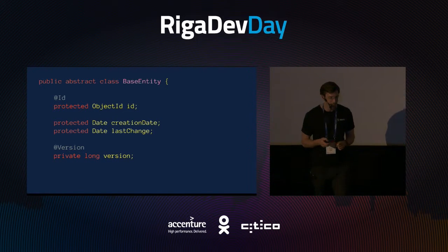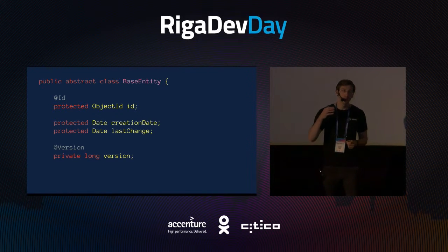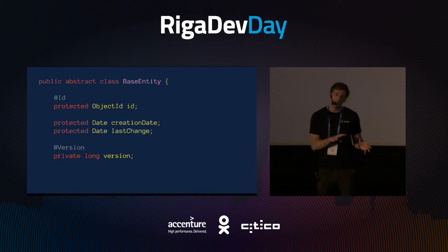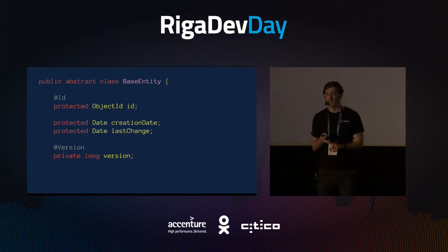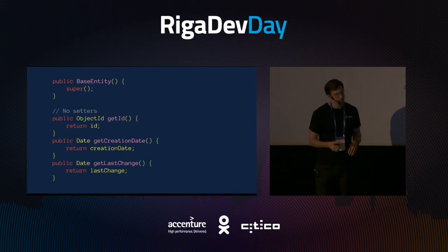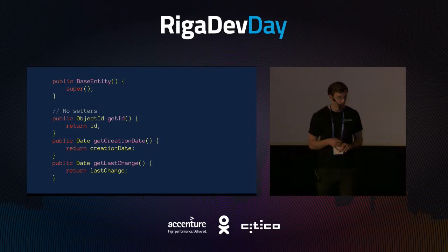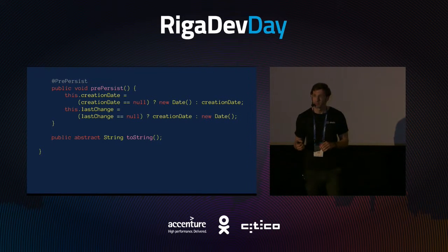The first thing is to have a base class. So we have an abstract base class, and everything we implement inherits from that abstract base class. You define all the attributes everything has, like the ID, a creation date, the last change date, and the optimistic locking. That's all defined there. You need the default constructor, and we have getters for these attributes. You don't need setters.